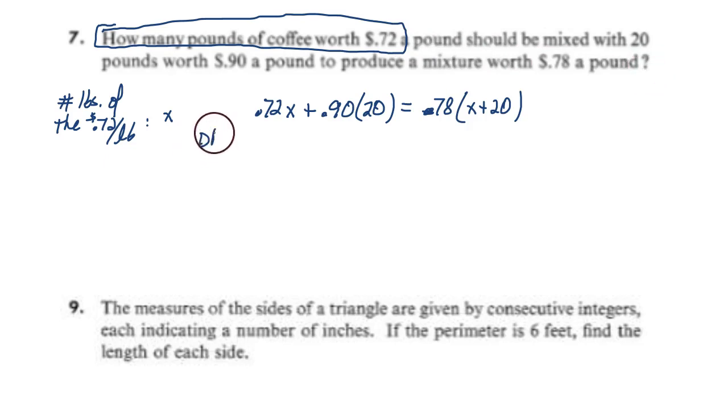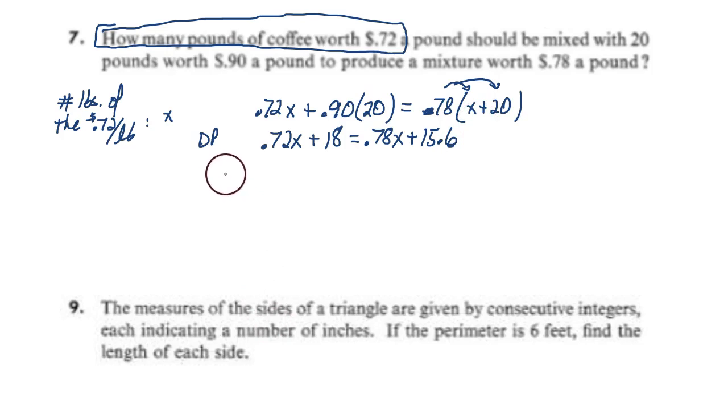Let's do the distributive property. At the same time that I'm going to do the distributive property over on the right side of the equation, it makes sense to also multiply these two numbers together here in the middle. 0.90 times 20 is 18. Okay, now the distributive property. 0.78 times x is 0.78x, and 0.78 times 20 is 15.6.